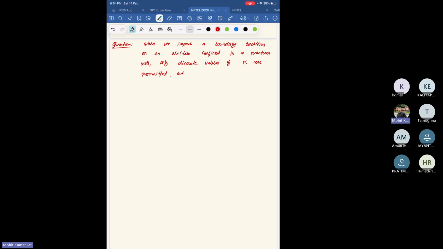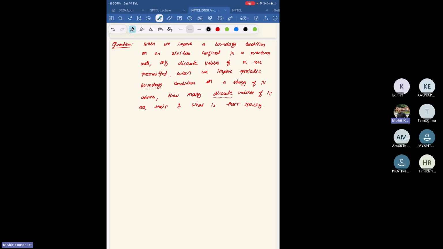When we impose periodic boundary condition on a string of N atoms, how many discrete values of k are there, and what is their spacing?